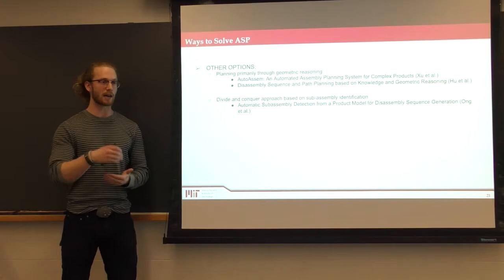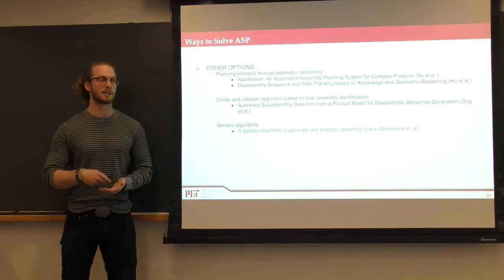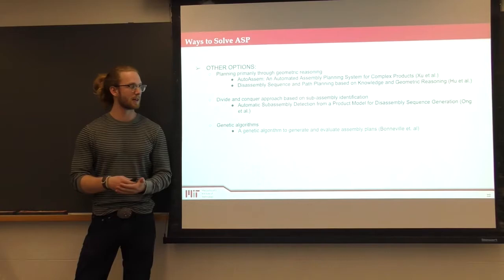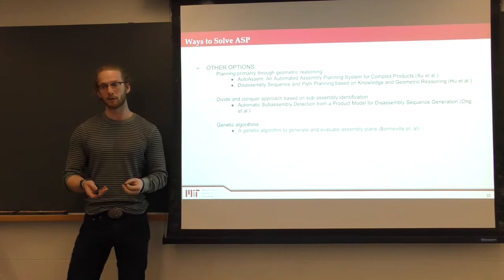And then there are genetic algorithms. These usually involve some expert with a number of initial solutions to the assembly sequence planning problem. They'll input it as the first generation in a genetic algorithm search, and then you'll do the genetic search based on that. We decided not to pursue this because genetic algorithms aren't really unique to this problem. We want something a little more unique, and also they require initial solutions. So we want to see what happens if you don't have those.